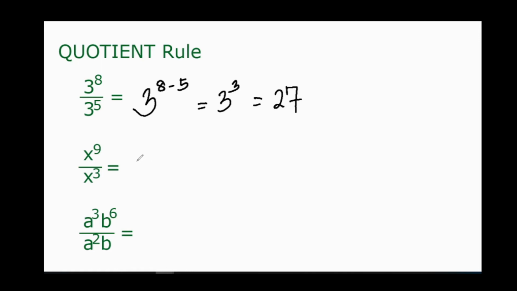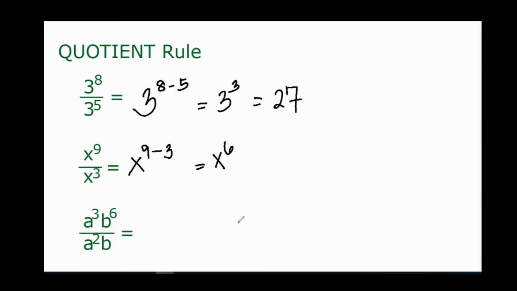How about our second example? We have the same base of x and subtract the exponent on the numerator minus the denominator's exponent. So we have here x raised to 9 minus 3. And that will give us an answer of x raised to 6. Now let's move to our last example.